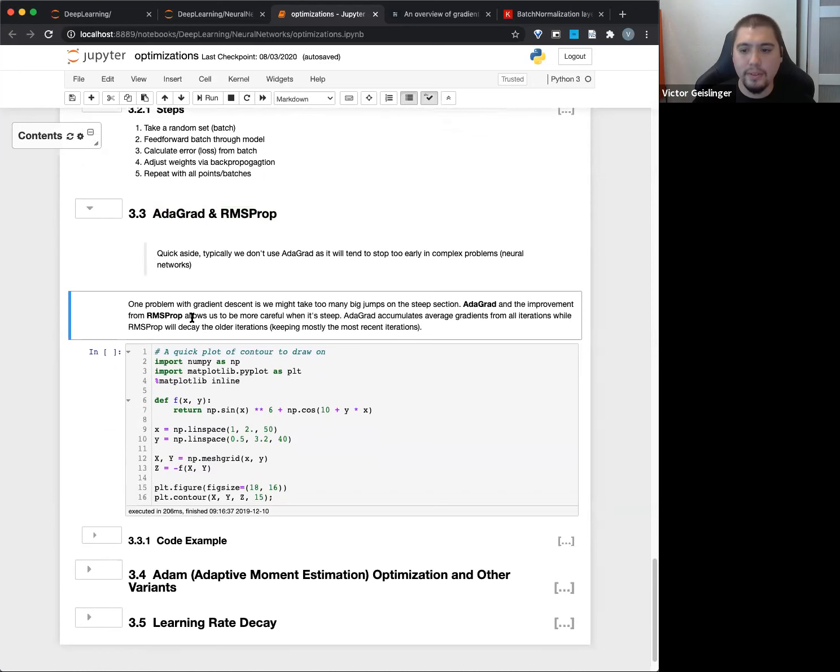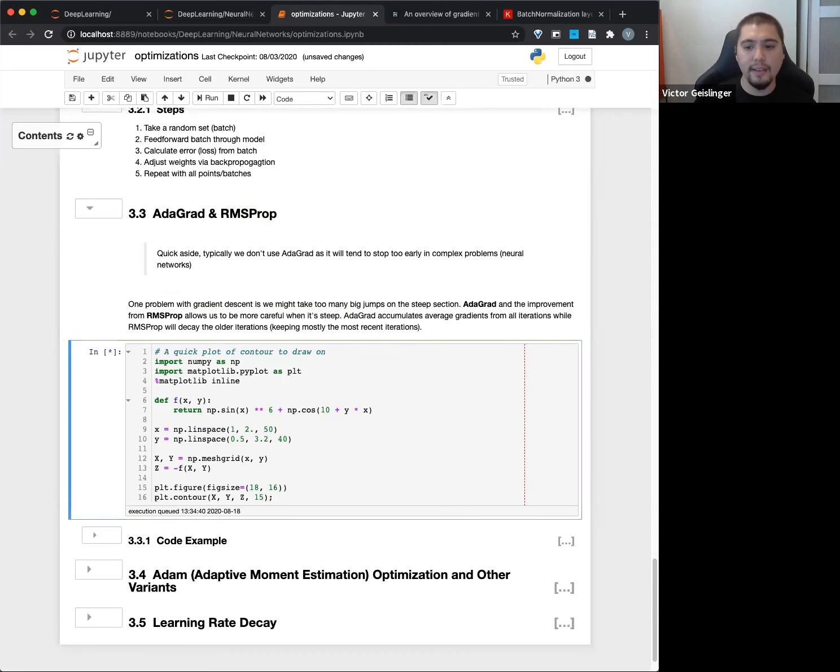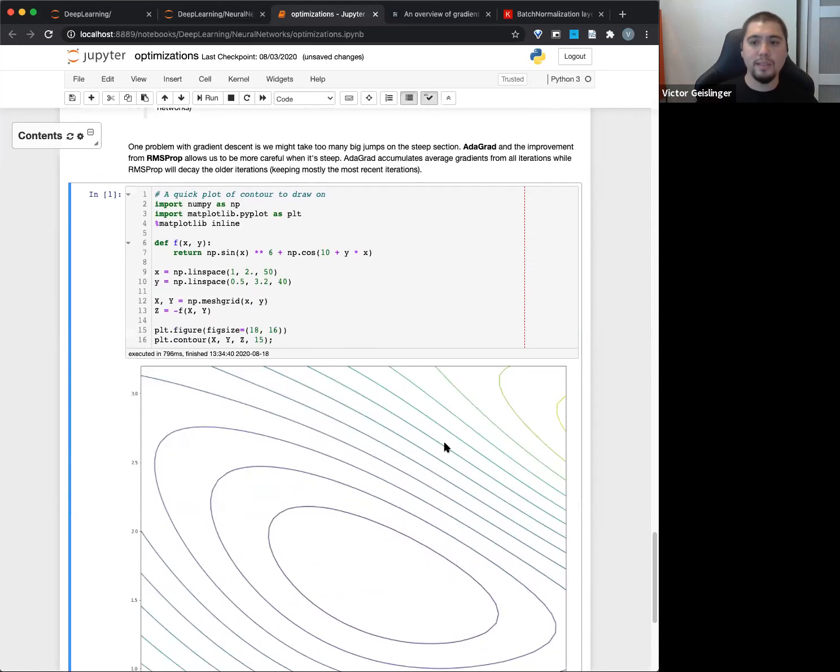One thing is, it's all about how big of a step we take. Instead of taking the same size step every single time, we can use Adagrad and RMSprop. For Adagrad, we take the average of the gradients as we're going through. Instead of going off of just one gradient, we take the average of all of those past gradients.